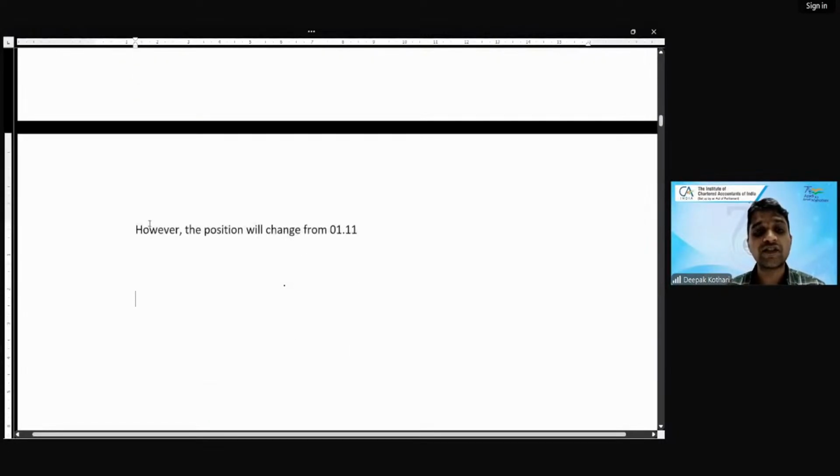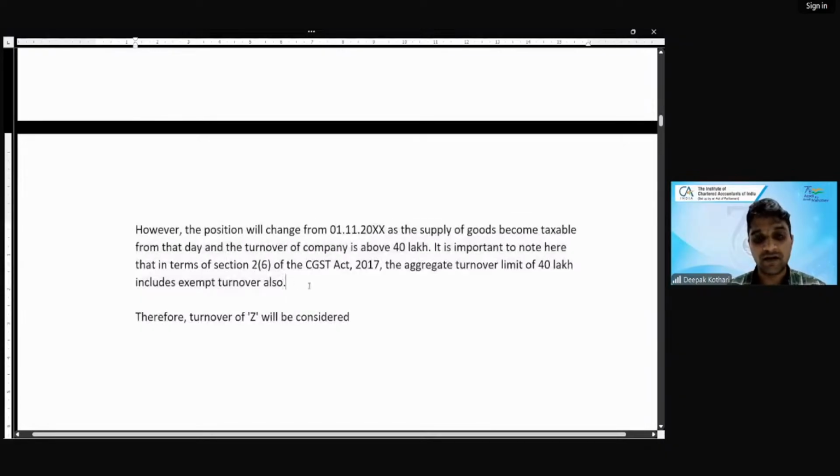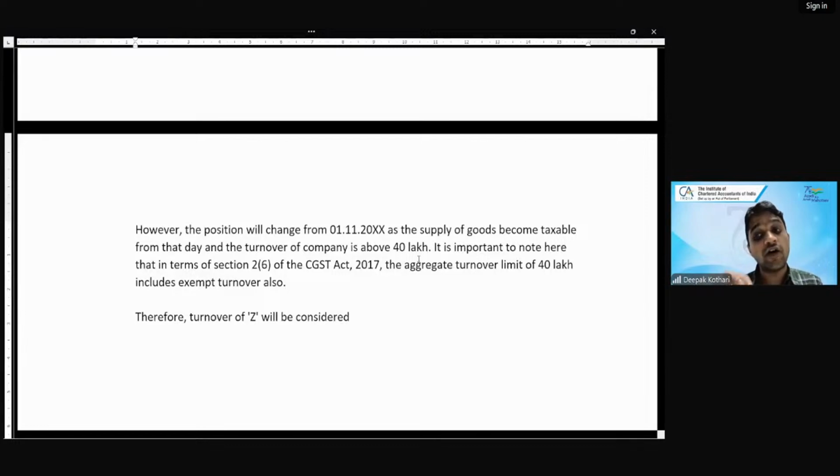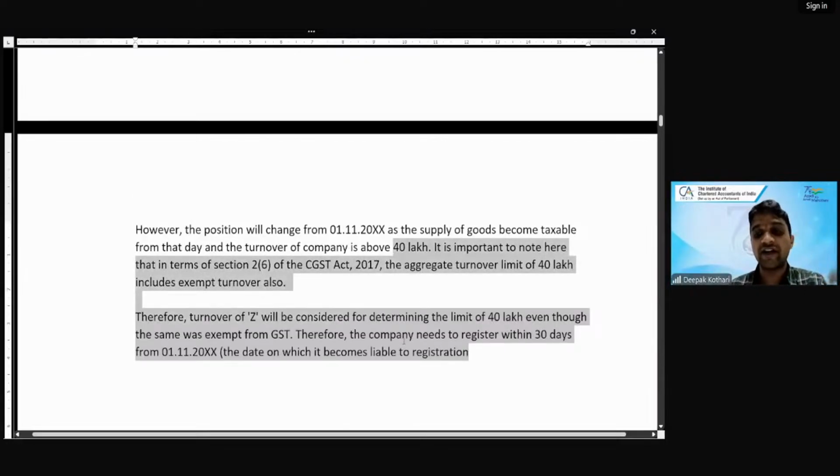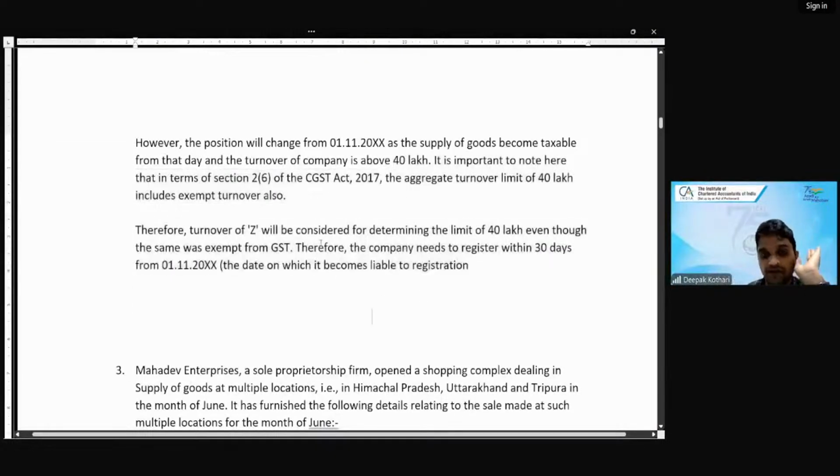Then, however, the position will change from 1st November. As on 1st November, what is happening? The supply of these goods becomes taxable from that day, and therefore the turnover is above 40 lakhs. It is important to note that in terms of section 2(6), the aggregate turnover of 40 lakhs includes exempt supplies also, right? Therefore, turnover of Z will be considered for aggregate turnover for calculating registration from 1st November. So from 1st November, they will have to register, not otherwise. Within 30 days from 1st of November. That also you have to specifically write.